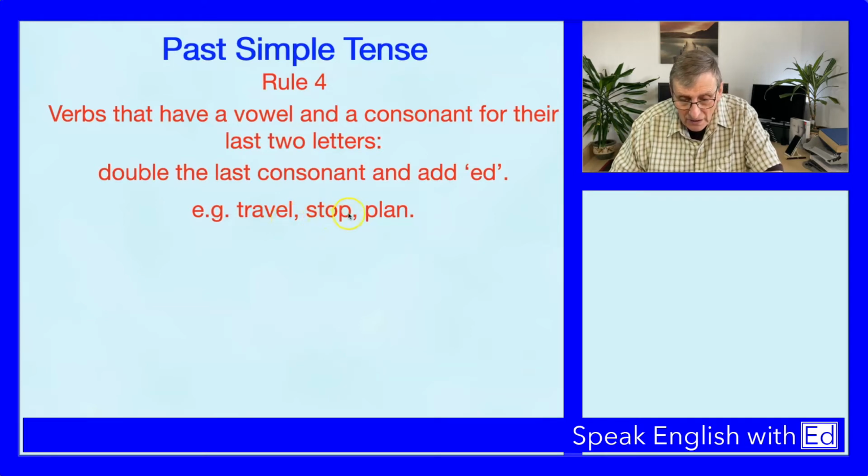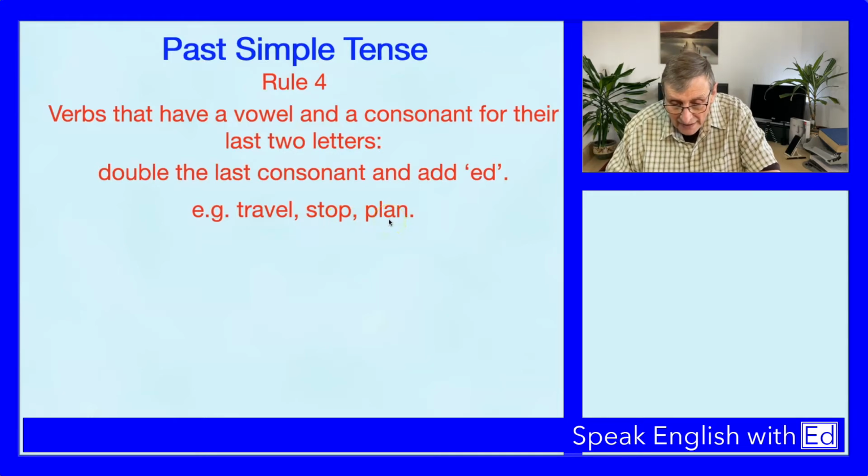Stop, as the last two letters are a vowel and a consonant. And plan, the last two letters again are a vowel and a consonant. This is the vowel E with a consonant. This is the vowel O with a consonant. And this is the vowel A with a consonant. So we've got travel, stop, and plan.